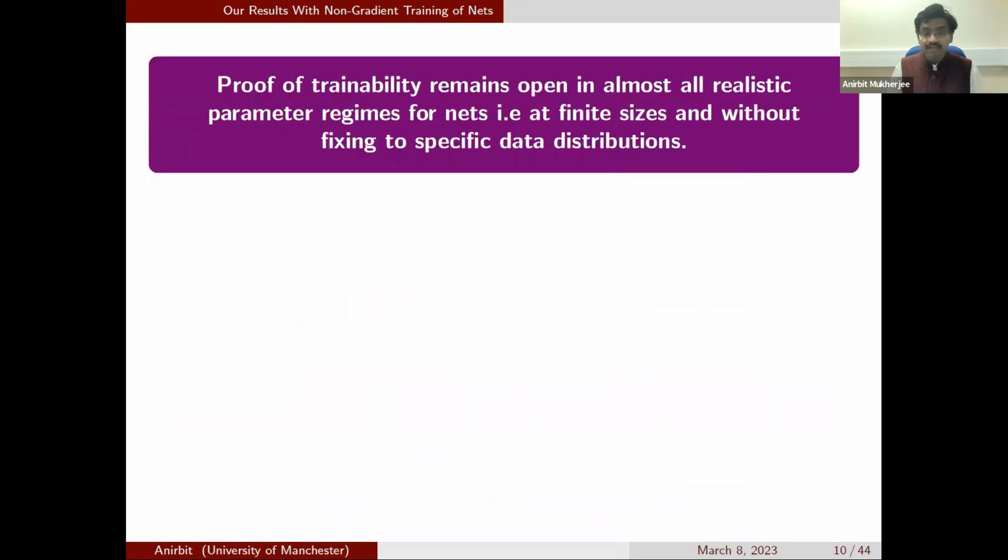Okay, but there are restrictions on the depth, as this is a depth 2 result, and proof of trainability is open for almost all realistic parameterizations, which is at finite sizes without fixing to a specific data distribution. If you want to do provable training, this is not clear for most things out there.